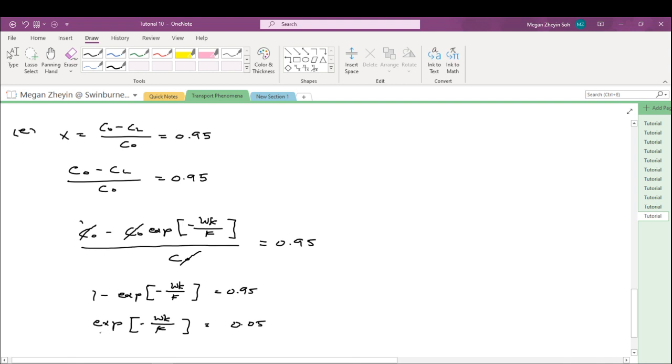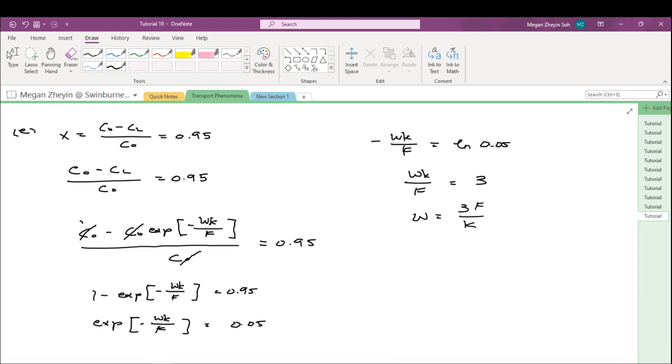So we take the log of it, and we get Wk over F is equal to negative ln 0.05. Therefore, Wk over F is actually equal to 3, and rearranging for W, we get 3F over k.